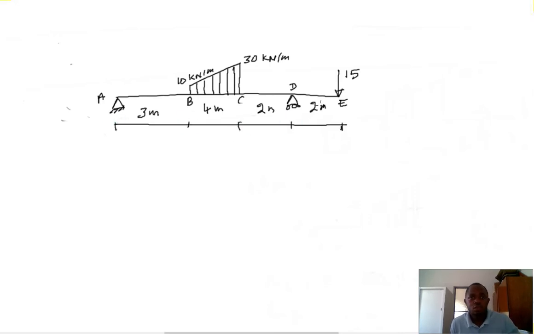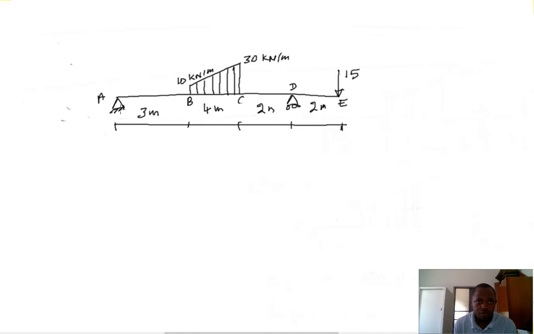Now this is our simply supported beam. Now we are going to analyze it, calculating the reaction, the shear force and bending moment, and we are also going to draw the diagram. This case is different to what we did on our previous video. So on this one I will go straight quickly, and so let's get started. We will start by calculating the reaction.